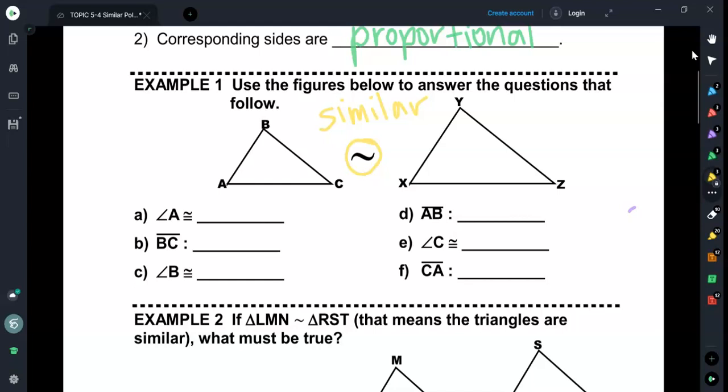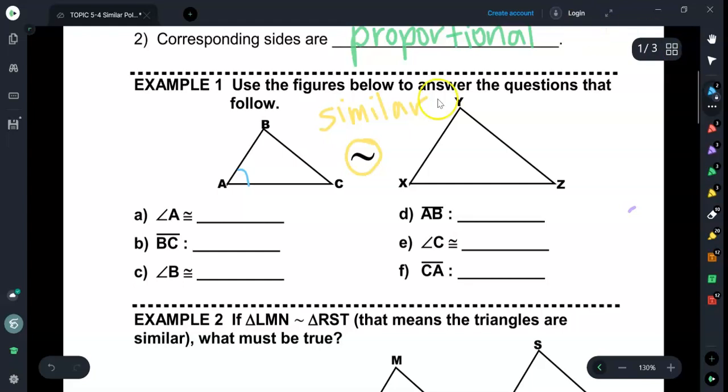So down here, it's going to ask you to match things up. Knowing that these two are similar because I told you they were with that symbol, what would angle A match up with? Well, it would be congruent to angle X. And again, if you want to draw your little arc like that for your angle symbol, you can. Let's do all the angles first. What would angle B match up to? Well, angle B has to be congruent to angle Y.